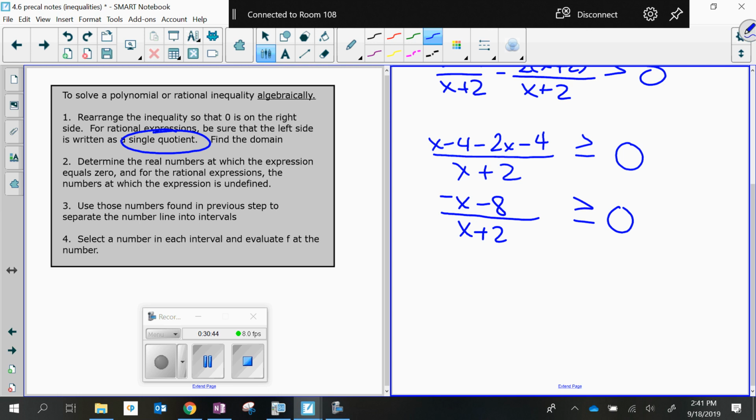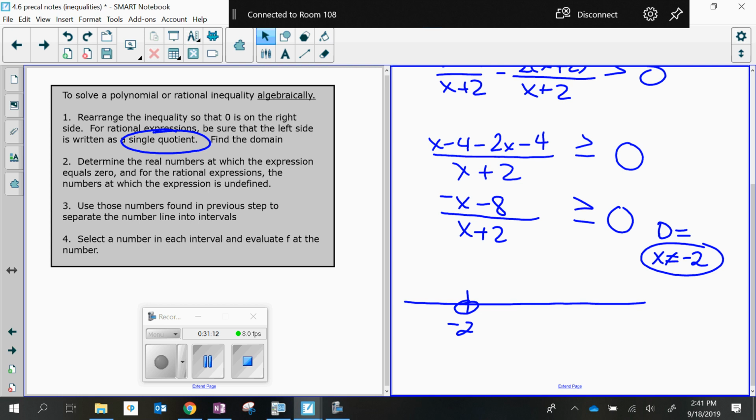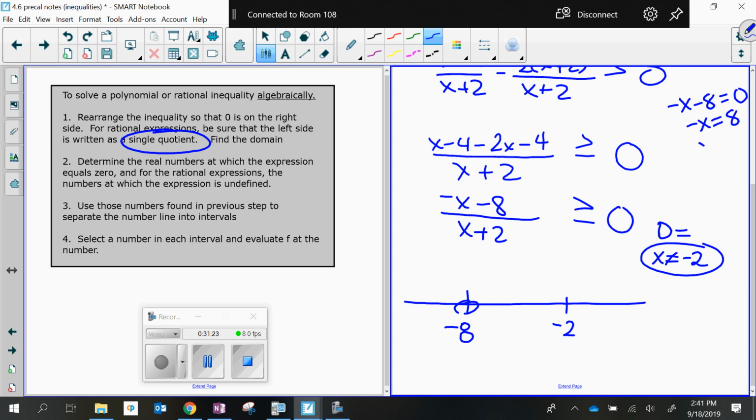Okay, now, determine the real numbers. You want the zeros and you want the VAs, because remember that's a domain here. So my domain is everything but -2. I can't be -2, so -2 is a split where I'm going to have an interval, end or beginning, whatever way you're looking at it. What's the other split? -x minus 8 equals 0. -x equals 8. x equals -8.